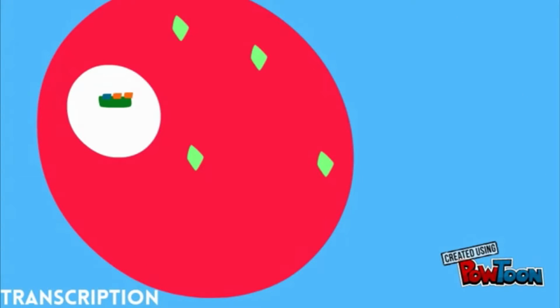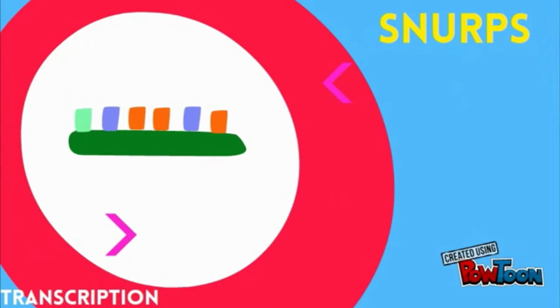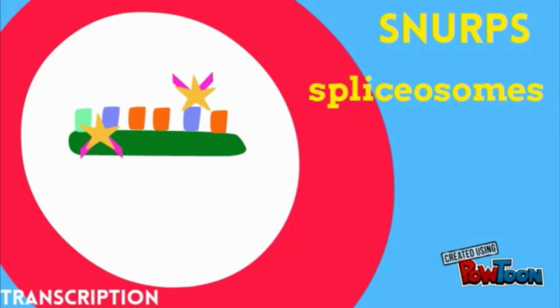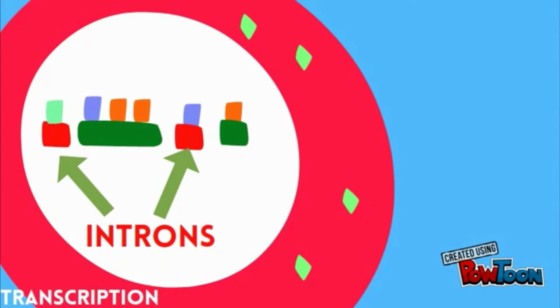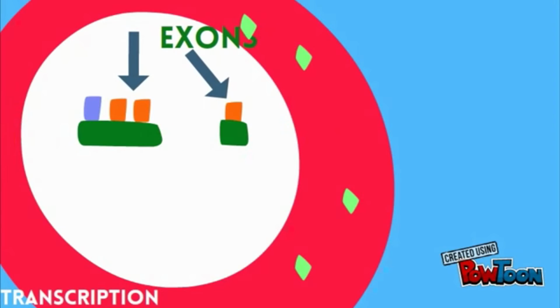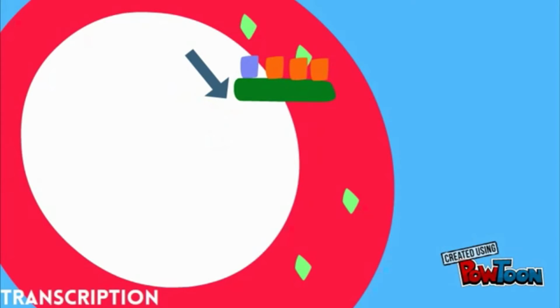The mRNA strand then has to leave the nucleus to get to the ribosomes, but before that can happen, the strand must be spliced. First, small proteins called SNRPs locate the areas in the strand that are not needed. Once located, the SNRPs form with other proteins to form the spliceosomes, which cut out these parts. RNA splicing is used to remove any non-coding portions from the strand called introns, leaving the strand with exons that will be expressed later on. Now the strand is ready to leave the nucleus to the ribosomes.